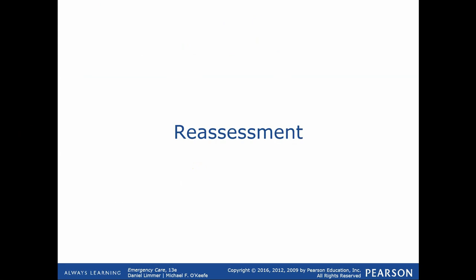Now we're going to jump into reassessment. So reassessment is something that we perform nonstop throughout the whole call, starting with scene size up and working all the way down through everything we've talked about so far.